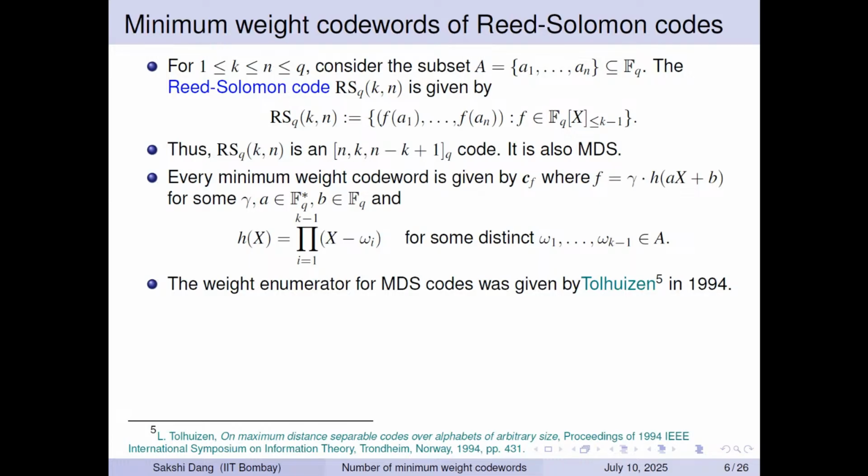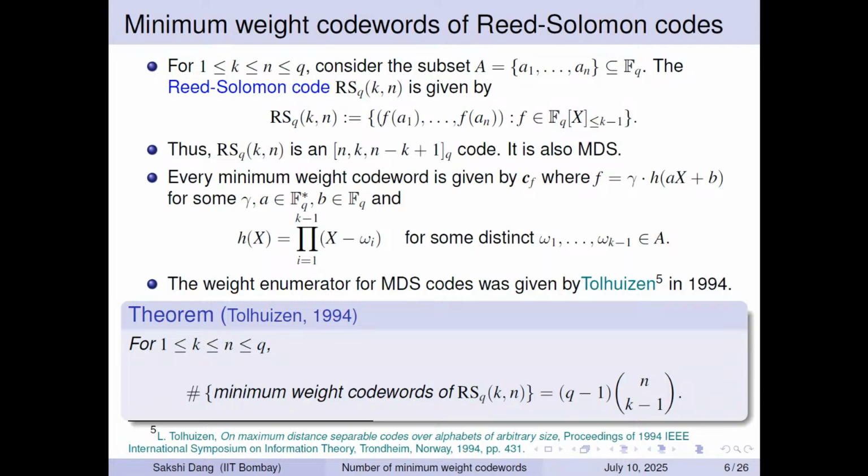Reed-Solomon code has minimum weight codewords given by evaluations of a polynomial f of the form gamma times h of ax plus b, where h is a product of linear factors of this form. It was given by Tolleson in 1994 that the complete weight enumerator. And from there we have this result that the number of minimum weight codewords for the Reed-Solomon code is q minus 1 times binomial n choose k minus 1, where this is the formula.